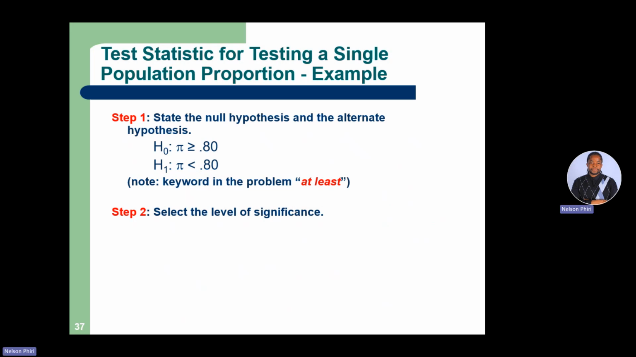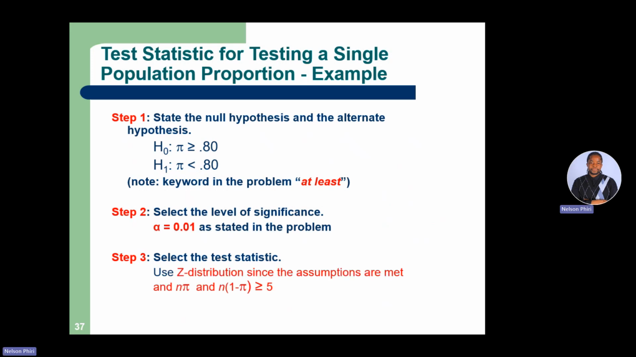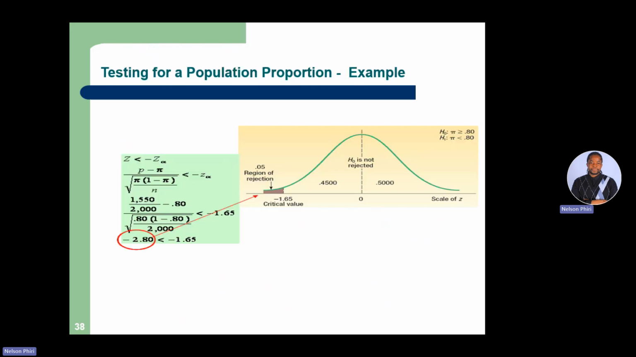Then we select the level of significance, which is 1% as stated in the problem. Then we select the test statistic. Since we are using a Z distribution, since our assumptions hold, if you multiply n times the simple proportion, or n multiplied by 1 minus the proportion, it's all giving you a value equal to or greater than 5. So we use a Z distribution. So you calculate your value, you discover that it is 2.80.